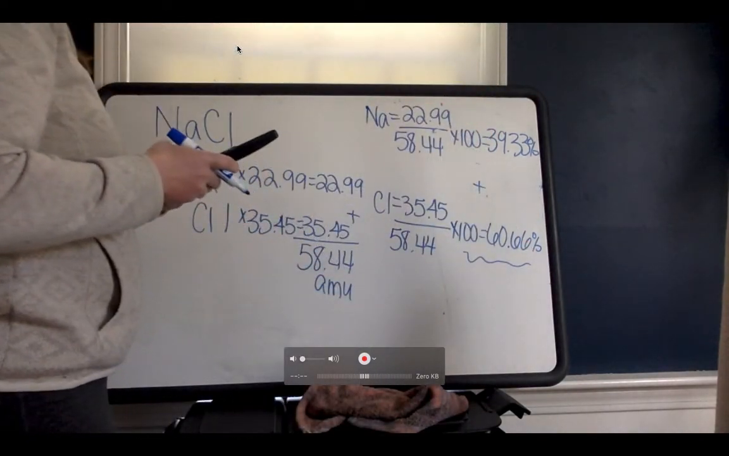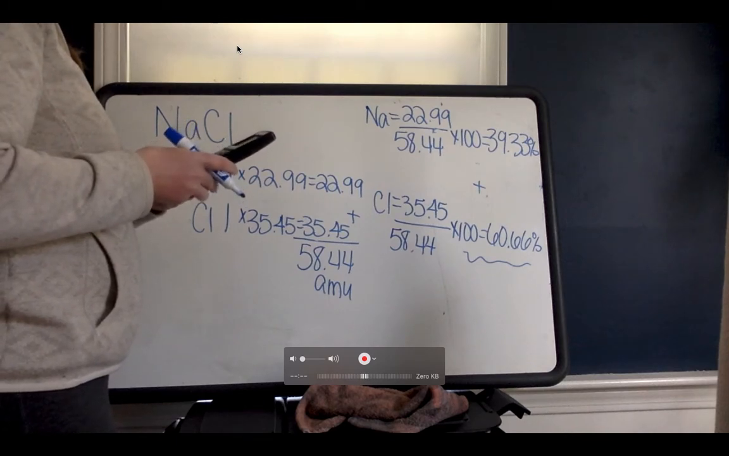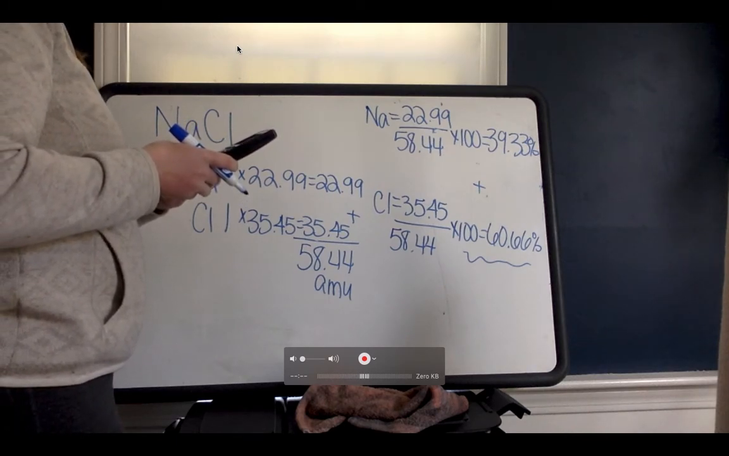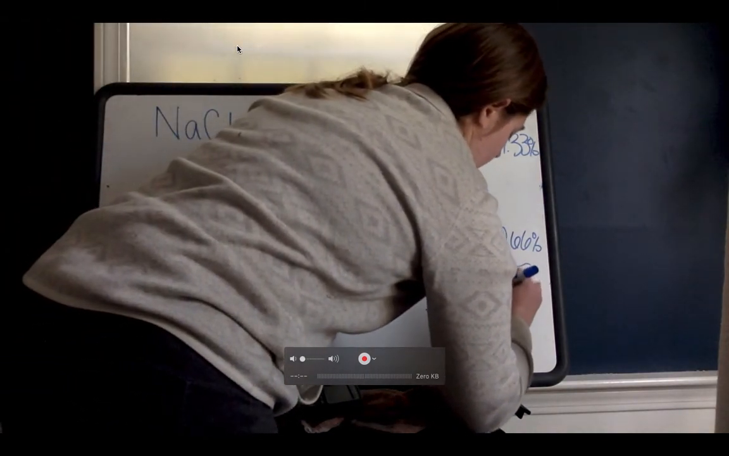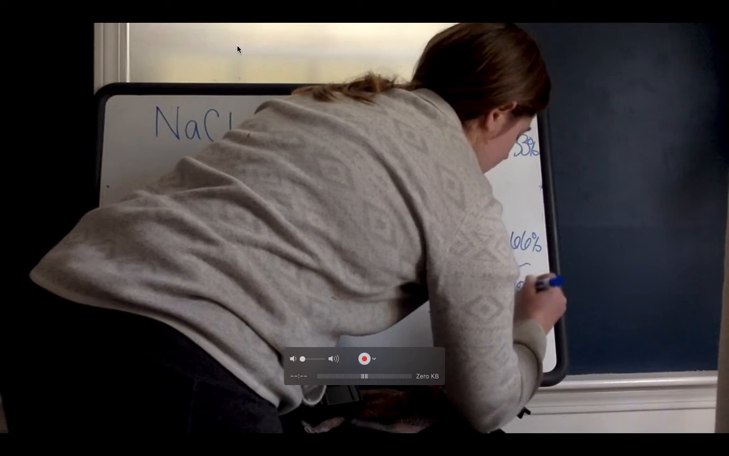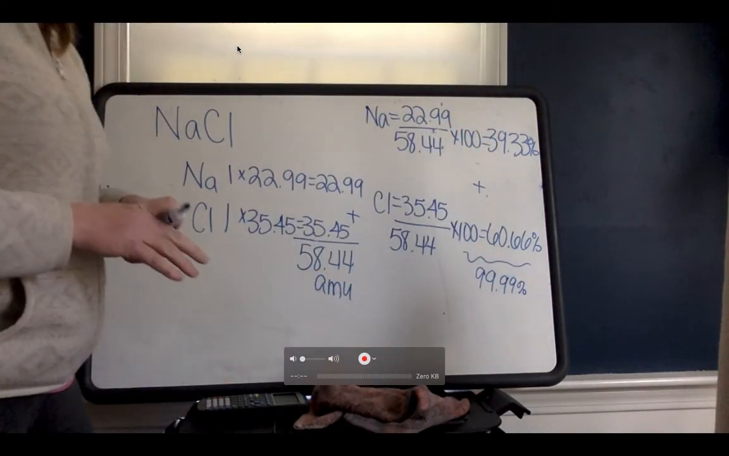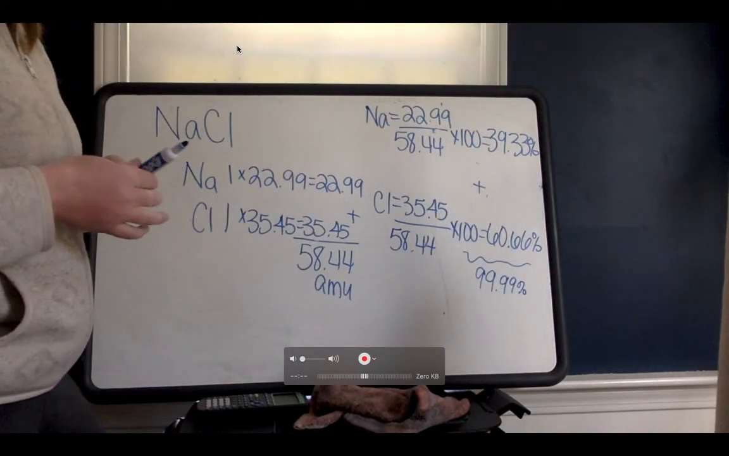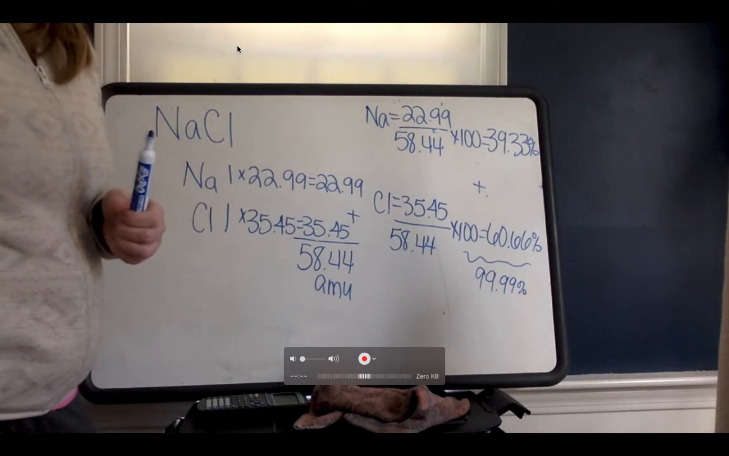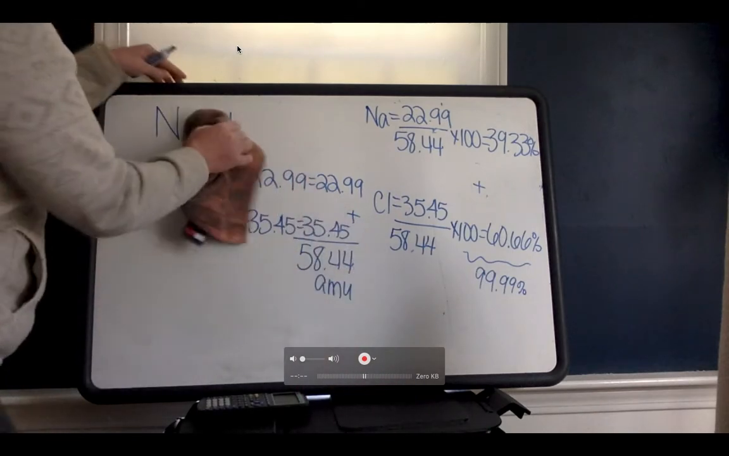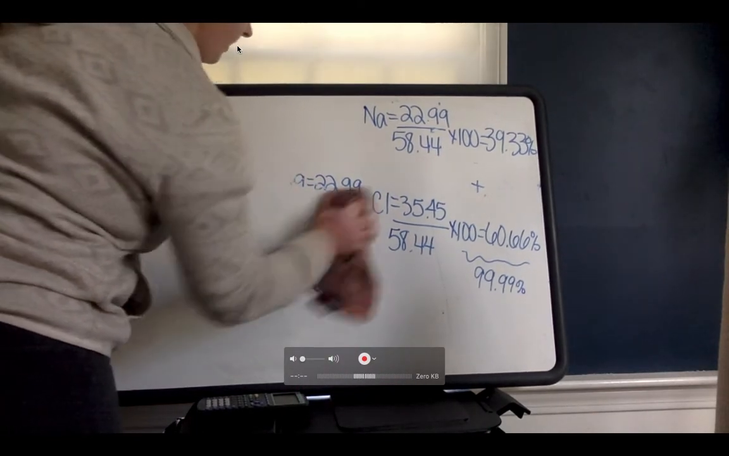Now you want to add the 2 percents together just to check. So if you add 60.66 plus 39.33, you get 99.99%, and that's very close to 100. Now, if you got 80 or 70% or even 120, you would know that you did something wrong, and you would want to try the problem again. Let's do another one together.